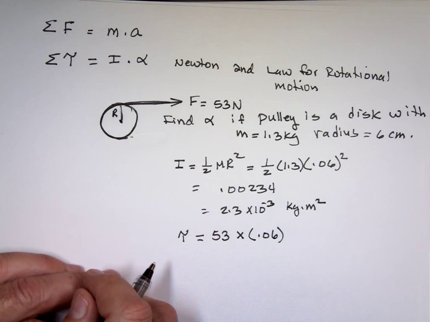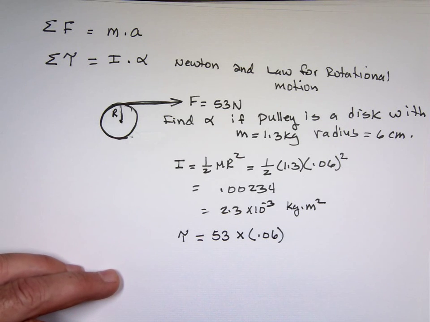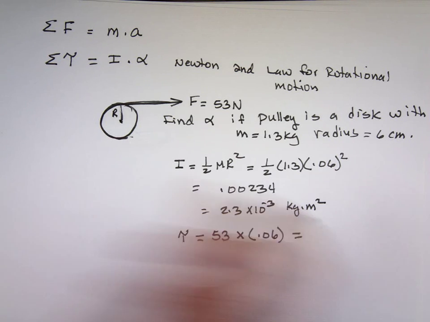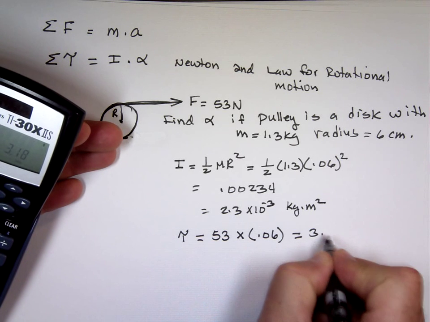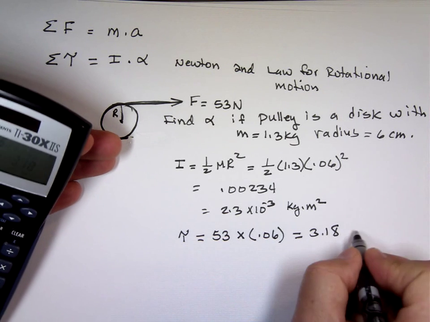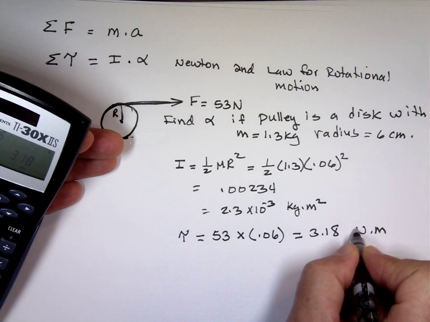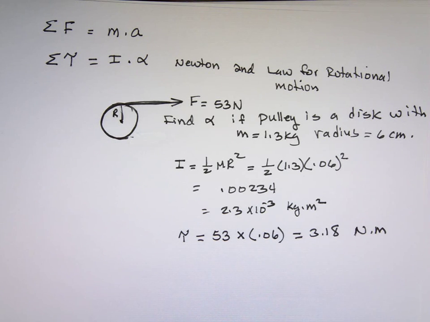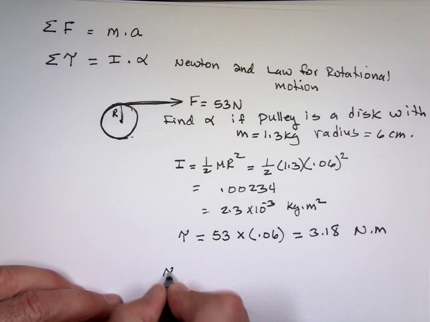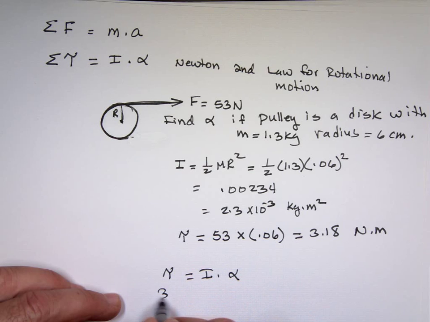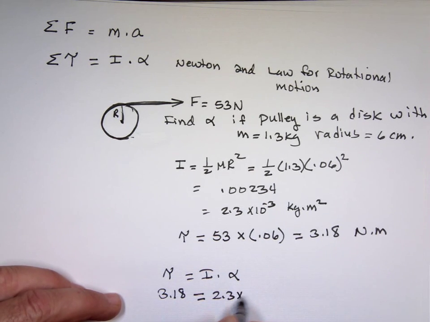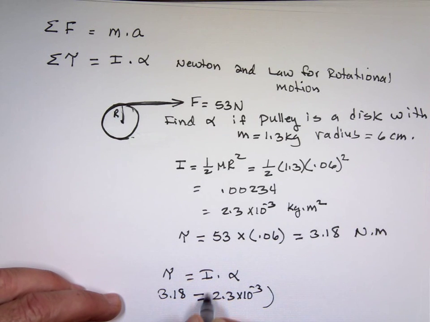Torque equals F times R. 3.18 Newton meter. Can we get what alpha is? Torque equals inertia times alpha. We know what the torque is, 3.18. We know what the inertia is, 2.3 times 10 to the negative 3. Can we get what alpha is?